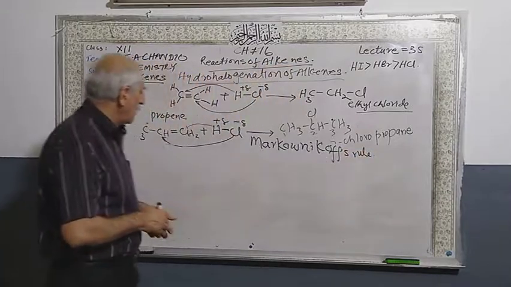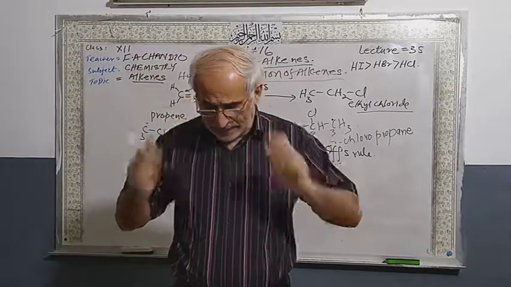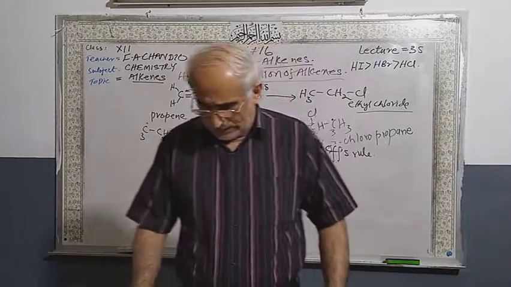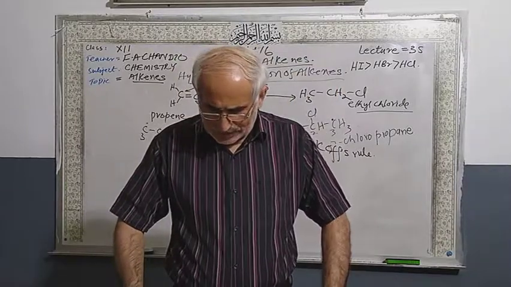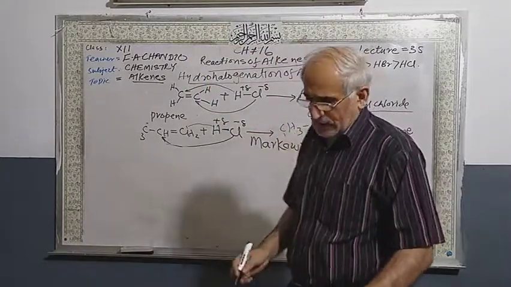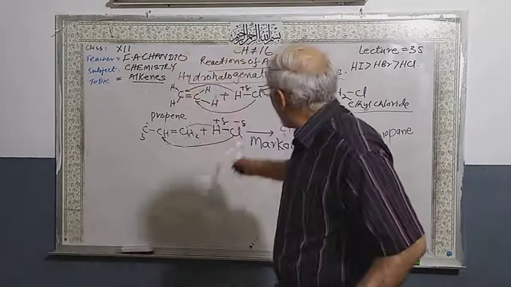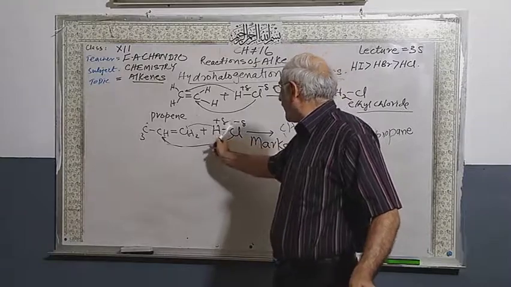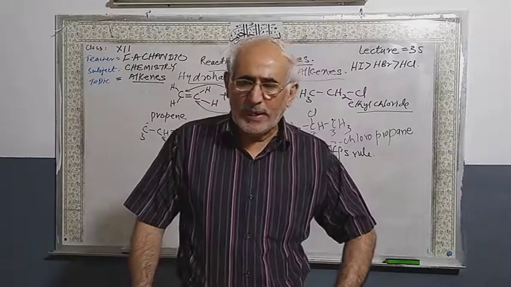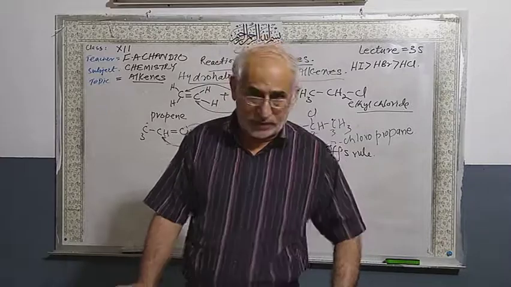Next topic is Markovnikov's rule. According to this rule, the unsymmetrical alkene, propene, follows the Markovnikov rule, which states that in the addition of an unsymmetrical reagent, which has a partial positive and a partial negative part, to an unsymmetrical alkene, the negative part of the adding reagent goes to that carbon atom containing the double covalent bond which has less number of hydrogen atoms.